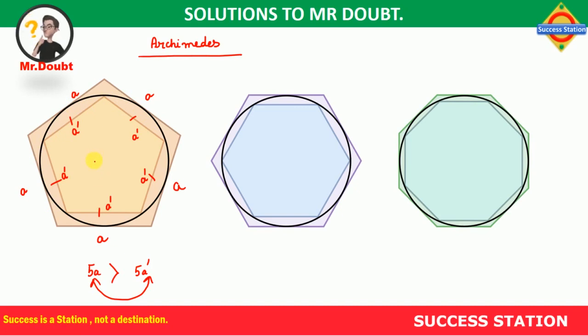But he did not stop with this pentagon. He moved on to the hexagon. Then, as he went on increasing the sides of the polygon, he calculated the same thing with a 96-sided polygon. He inscribed a polygon and then circumscribed a polygon.